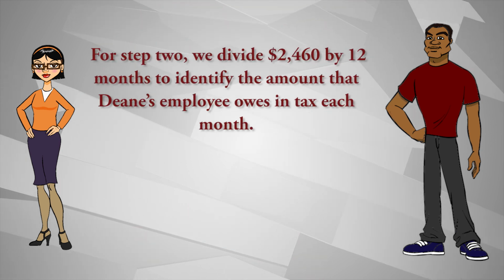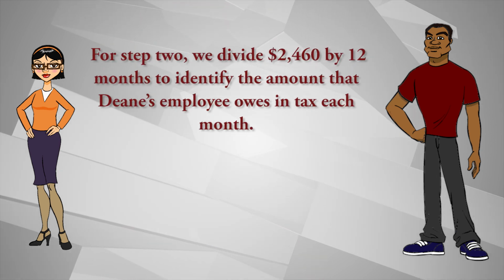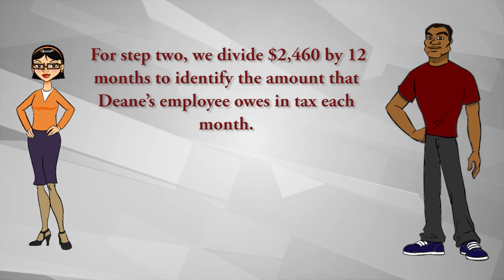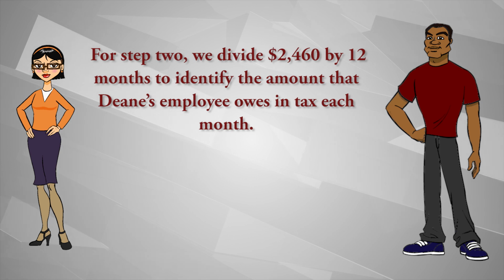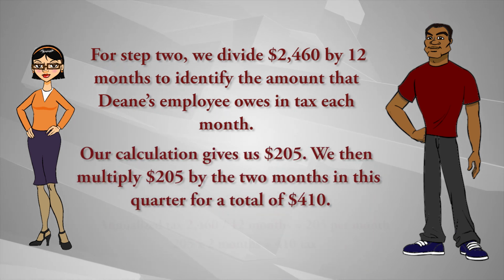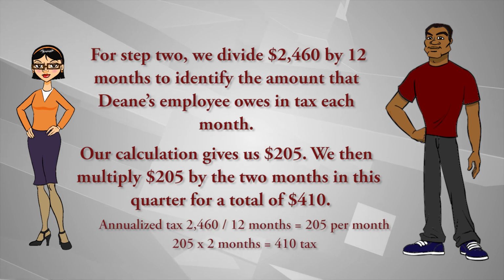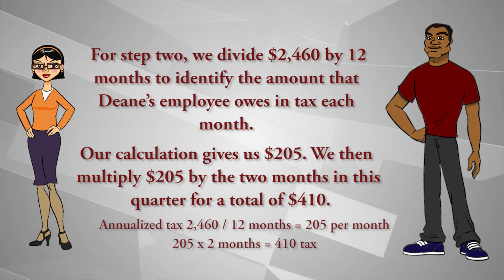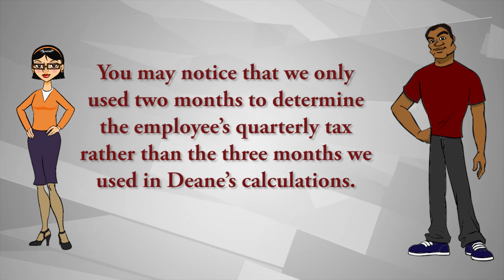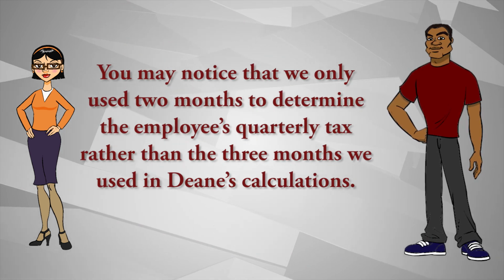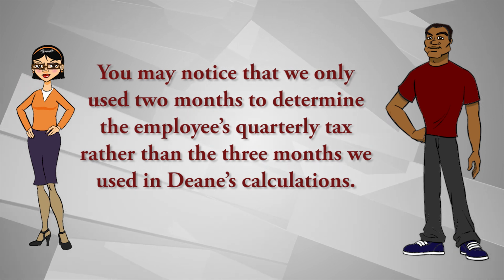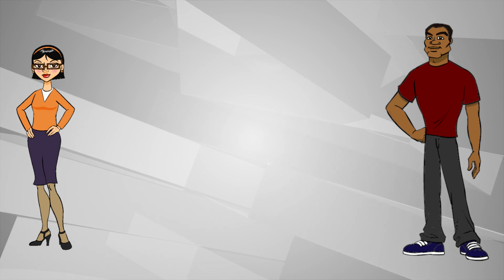For step 2, we divide $2,460 by 12 months to identify the amount that Dean's employee owes in tax each month. Our calculation gives us $205. We then multiply $205 by the 2 months in this quarter for a total of $410. You may notice that we only used 2 months to determine the employee's quarterly tax rather than the 3 months we used in Dean's calculations.